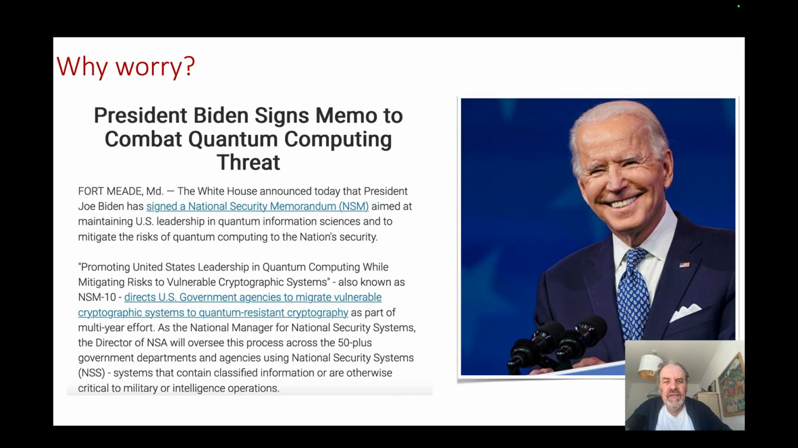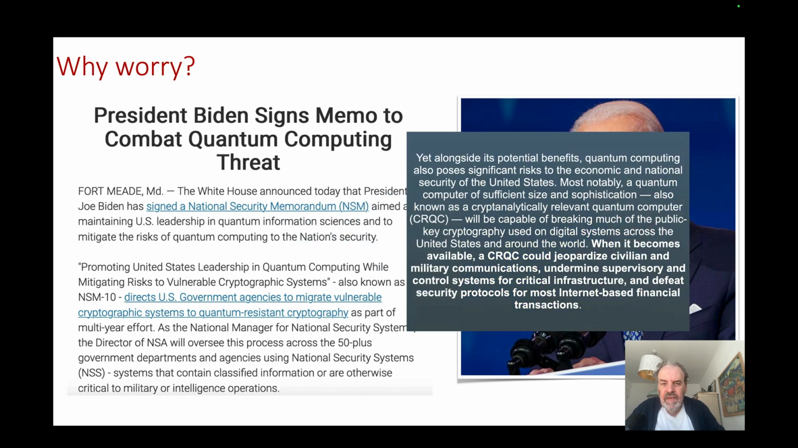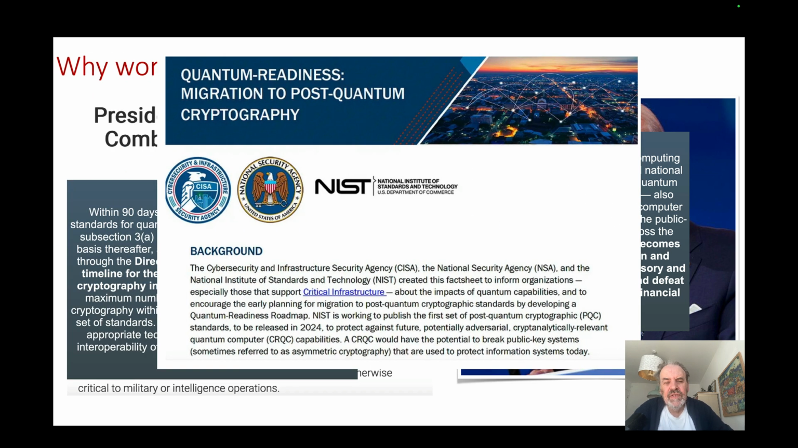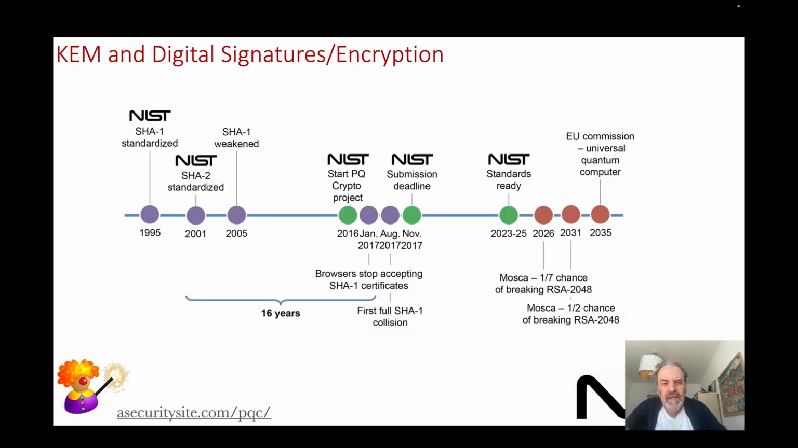It's happened recently in the US that there was a memo signed that defines that all national critical infrastructure systems will migrate to post-quantum cryptography within a reasonable time limit. A number of agencies are coming together to set this up, including the Cybersecurity and Infrastructure Security Agency, the NSA, and NIST, which are all going to work together to migrate away from our existing public key methods towards post-quantum cryptography, which will be robust against quantum computers.